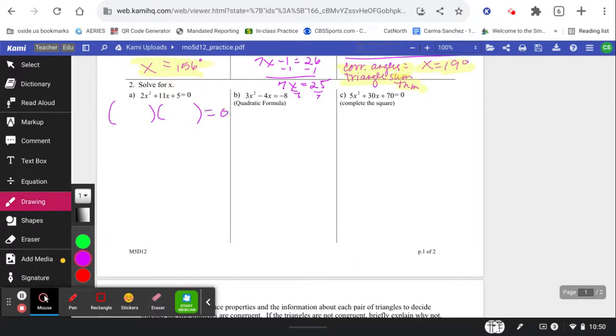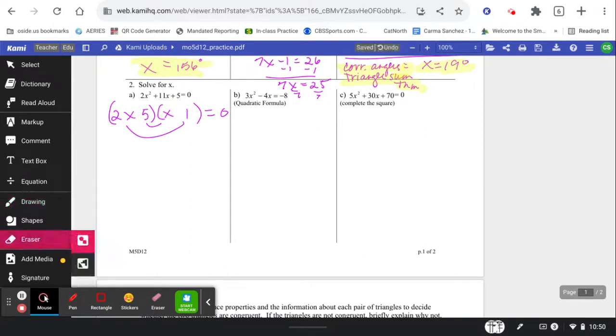So let's take a minute to see if any of you noticed this. 2x times x makes 2x squared. 5 times 1. If I do it like this, this makes 5x and 2x. That's not going to give me my middle term, so let's try it the other way. How about 1 and 5? Now that's going to make 1x and 10x, which is 11x.